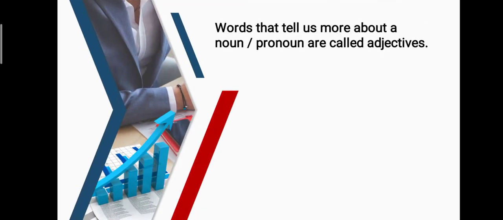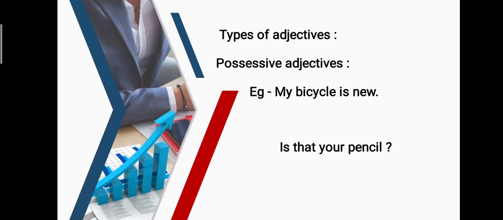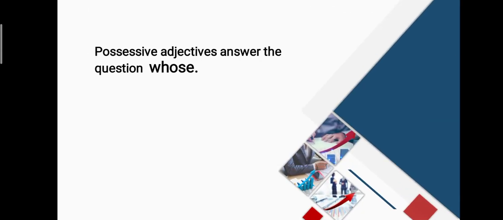So students, words that tell us more about a noun or pronoun are called adjectives. And then comes the types of adjectives, and the first we have here is possessive adjectives. So, possessive adjectives answer the question whose.